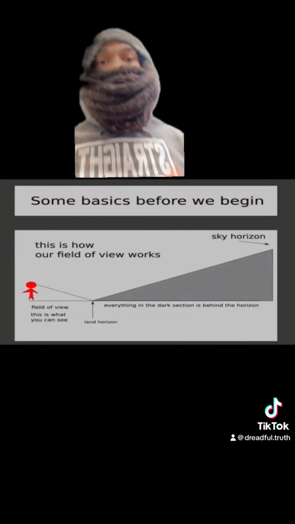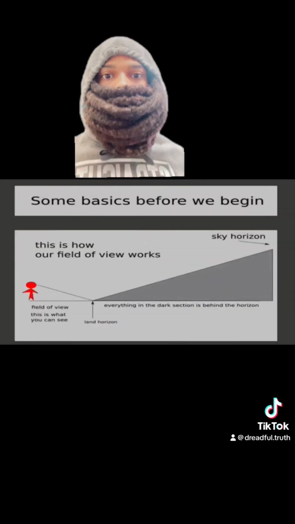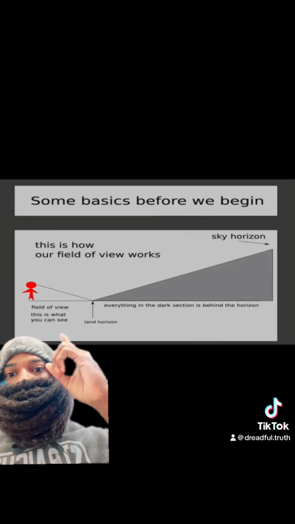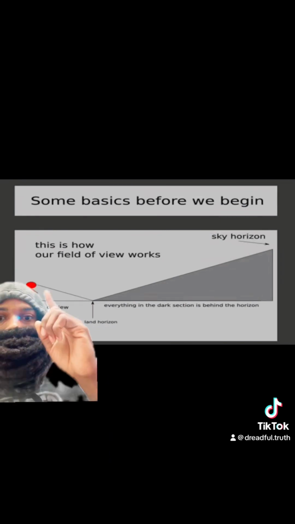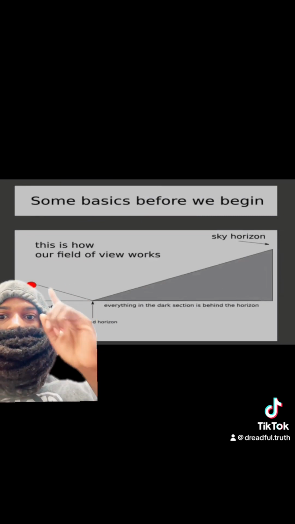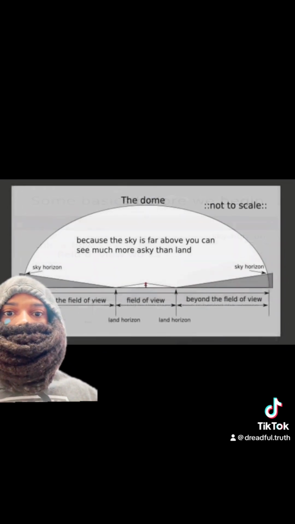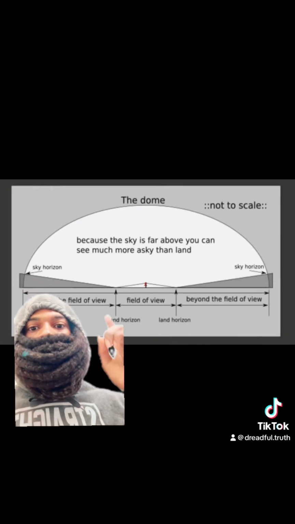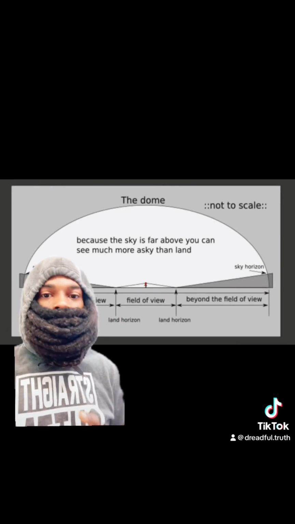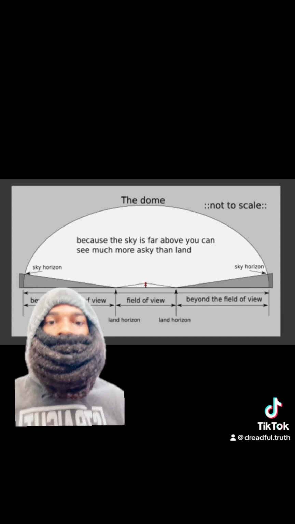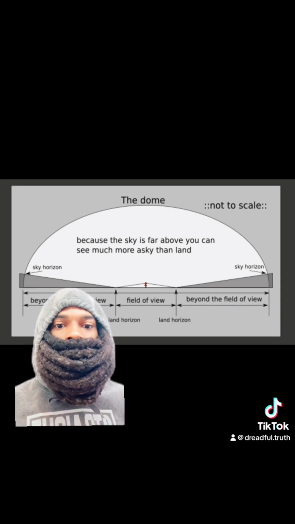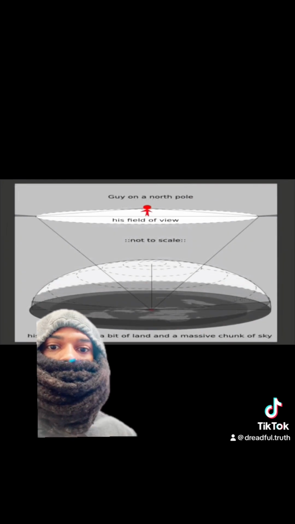Now let's go over some real basic things before we get started. First, right here, we have field of view. This is how our field of view works. This is what you can see based off of field of view. Now we have the firmament above us. Now the fact that the firmament is above you, you're going to see way more of the firmament than you're going to see of the ground. This is field of view.